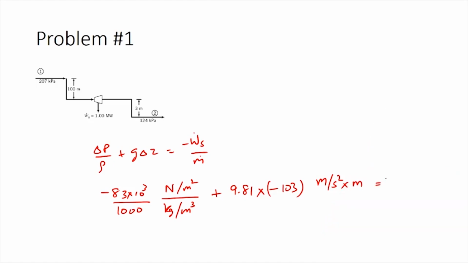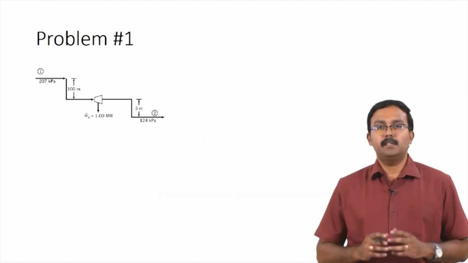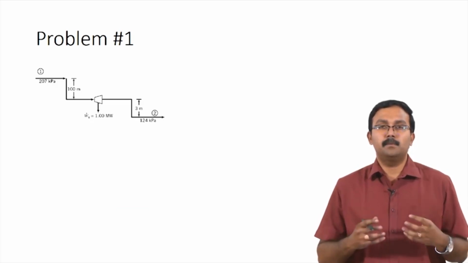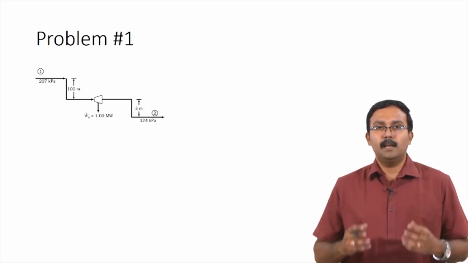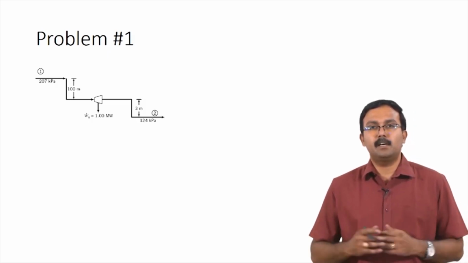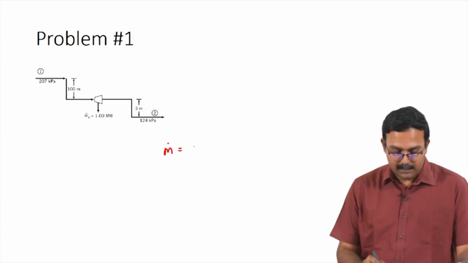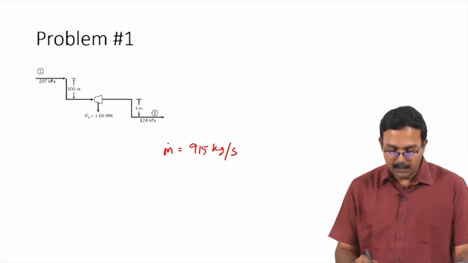The term on the right hand side is minus Ws dot divided by m dot. Our minus Ws dot has been given as 1 times 10 power 6 Newton meters per second divided by m dot, which would be in kilograms per second. In this equation, you can verify whether the units are correct. Just substitute the basic SI units for Newton and Pascals, and confirm that the units for individual terms are correct. If you do that, you will finally end up with m dot as 915 kilograms per second.